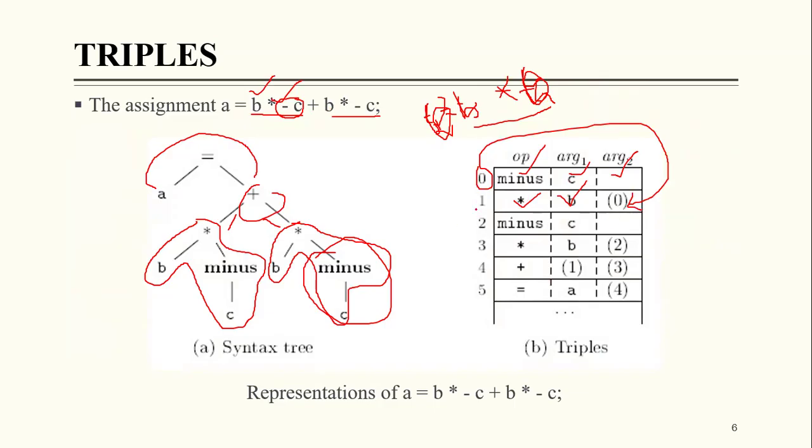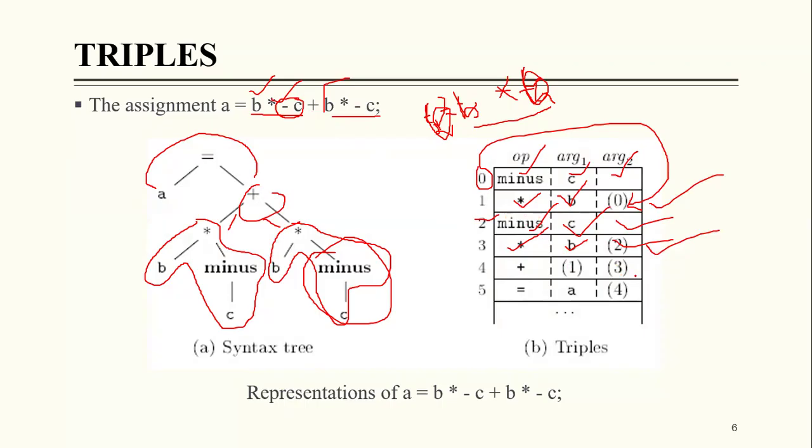Similarly, for the next sub-expression, we have used minus c, and argument 2 is not there. Next, we have to multiply b with minus c. Star is the operator, b is already in argument 1, and instead of a temporary we are referencing the number 2, that is the parenthesized number by its position. Next, we have to sum up these two sub-expressions. The first sub-expression appears at position 1 and the second sub-expression appears at position 3.